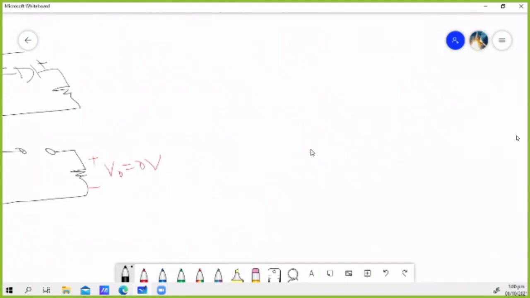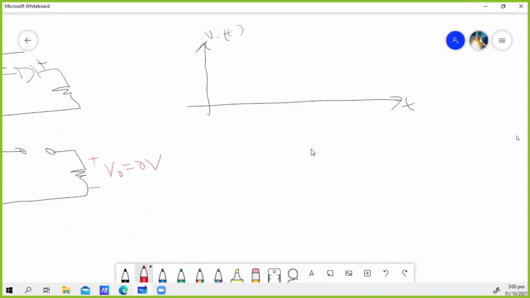Ito yung input natin, no? We have a sine wave, V sub I of t, and this is t. This is your sine wave, so positive half cycle, negative half cycle. So i-project natin pababa. Ganito yung magiging output natin kung ideal, no?